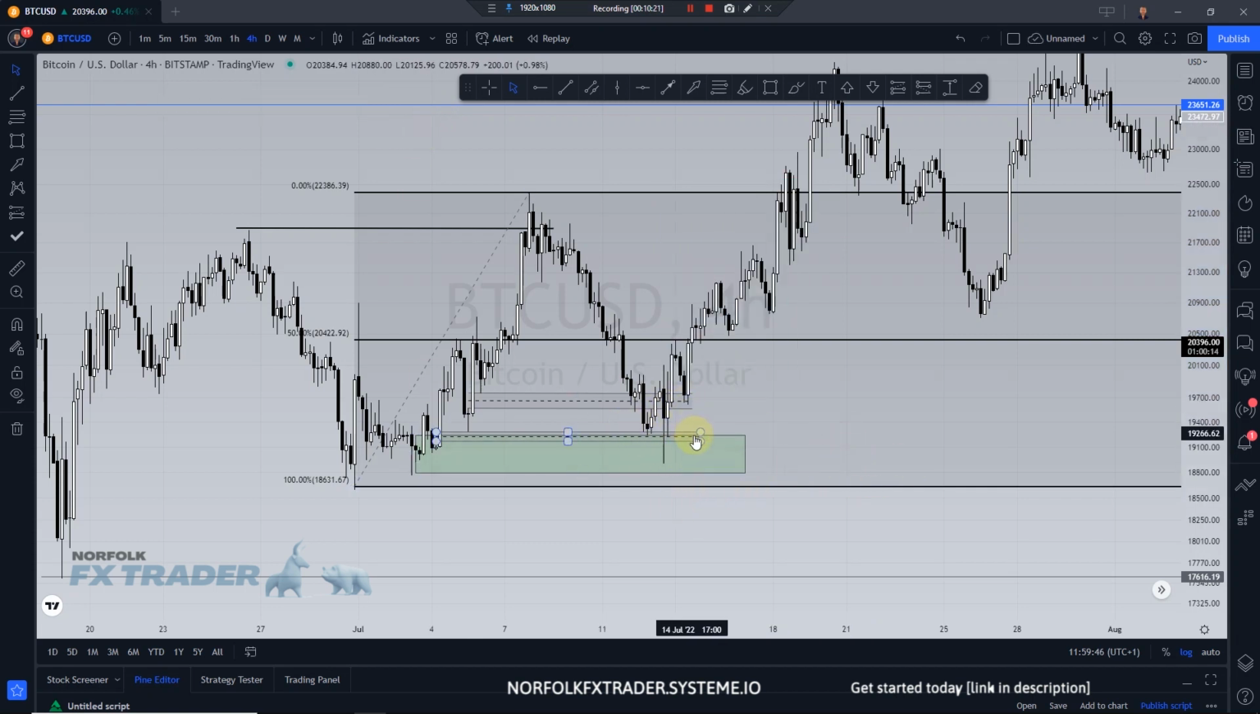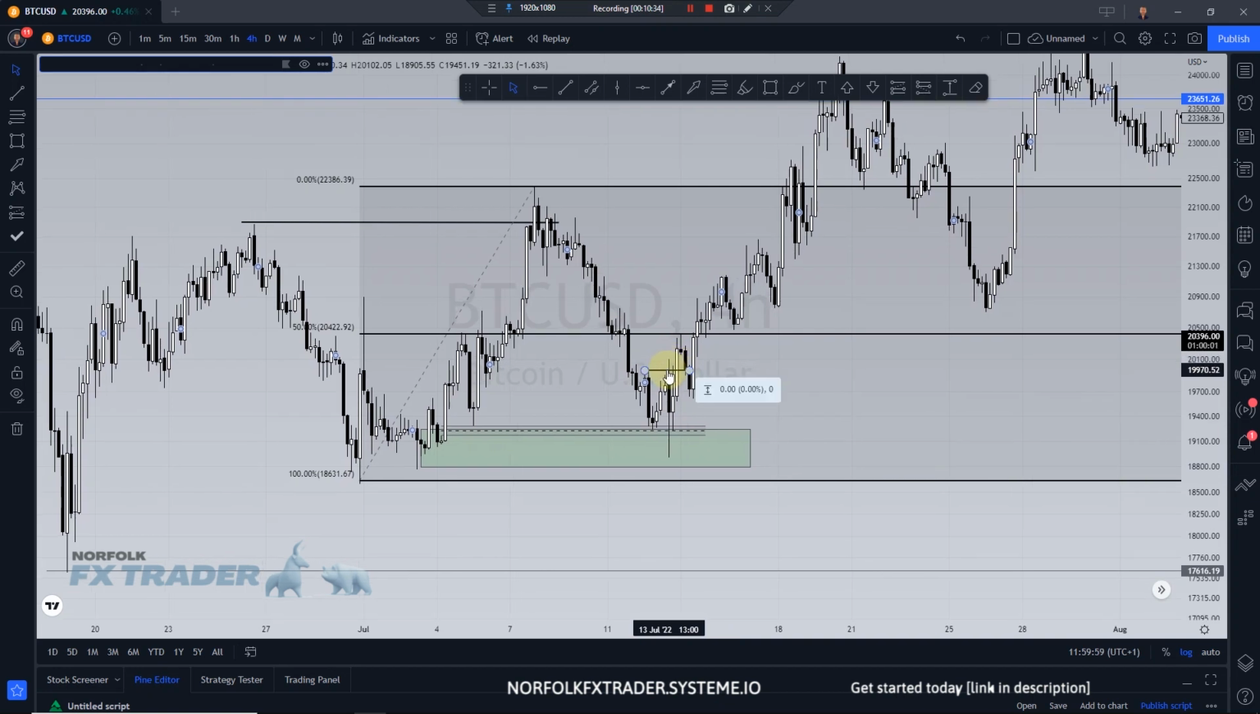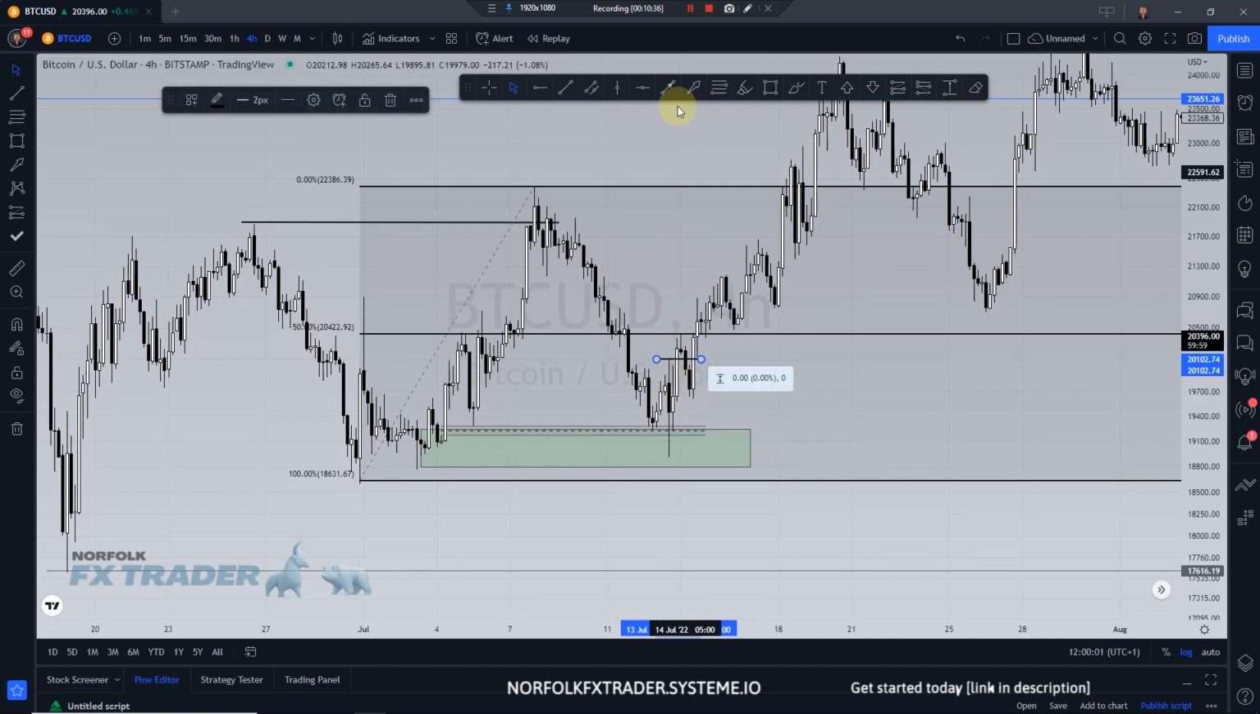Now you can also use, to remove this level, it was removed. You can also look for a break of structure here. This is your break of structure. Now it's a false break, a wick down, so you may have been caught out. And then finally we have this break of structure here in the market.